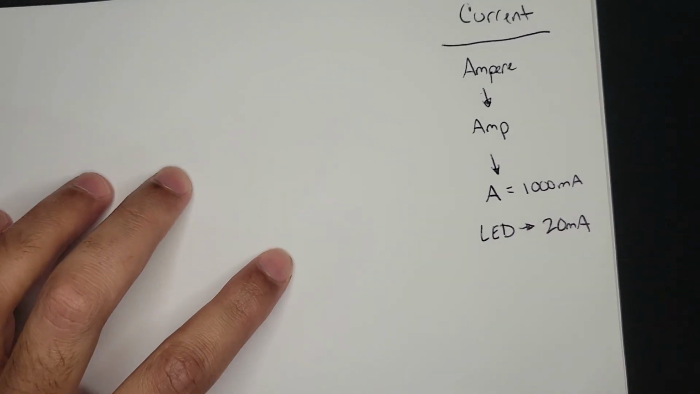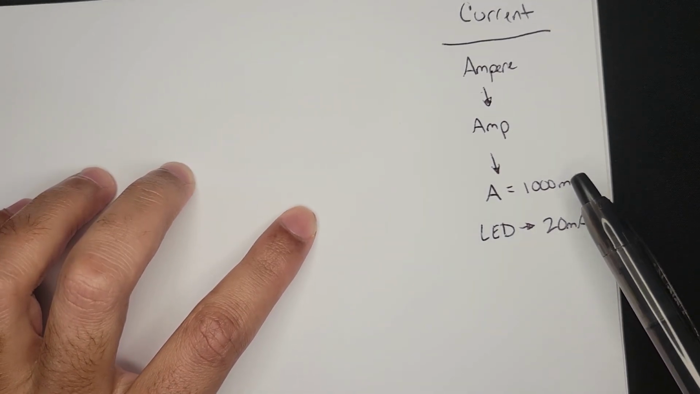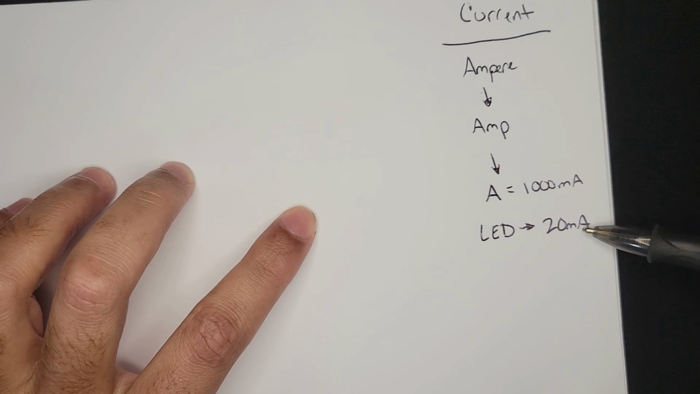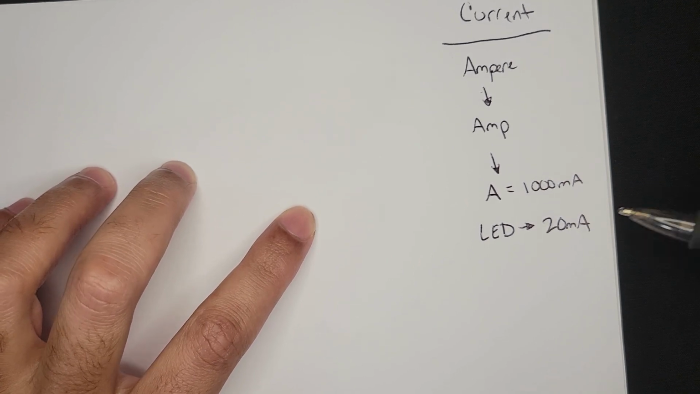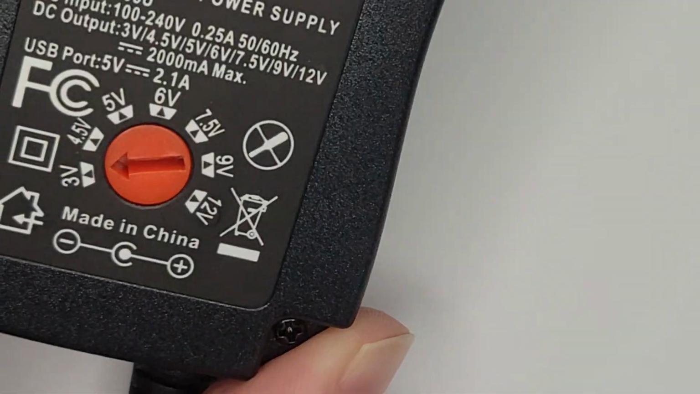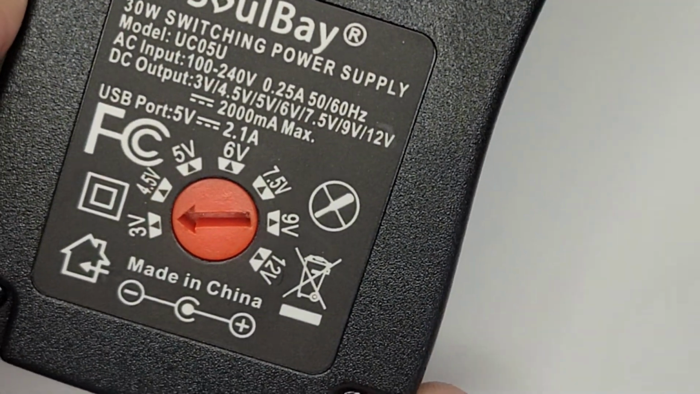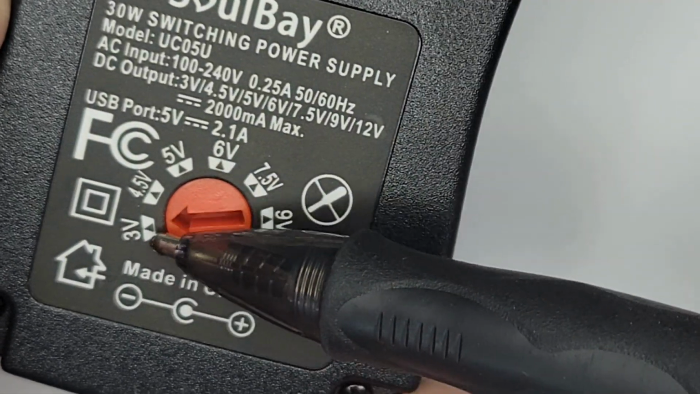So what that means is we need to figure out if our power source by default is going to give more than 20 milliamps. Because if it's going to give around 20 or less, then I guess we don't need to resist it. So my power source is this little plug. And if we zoom in, it's kind of like a multi-power. It's pretty cheap. And I have it set to 3 volts.